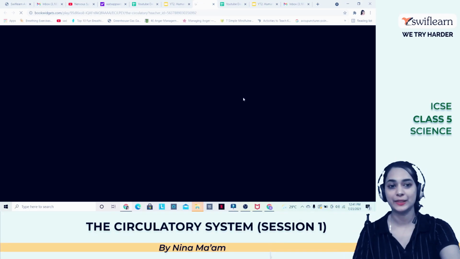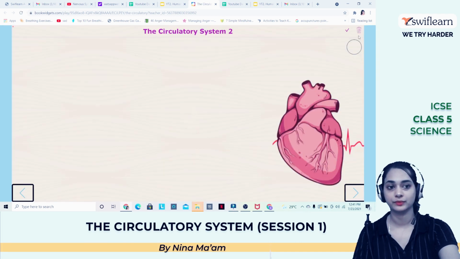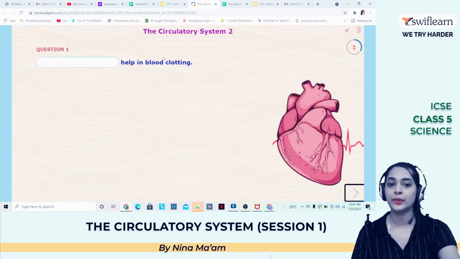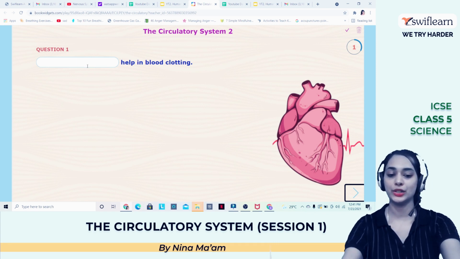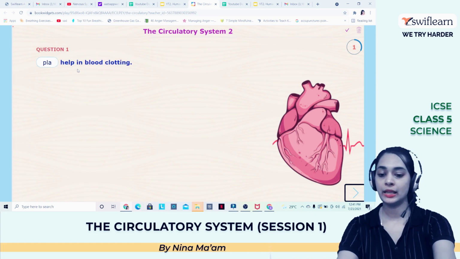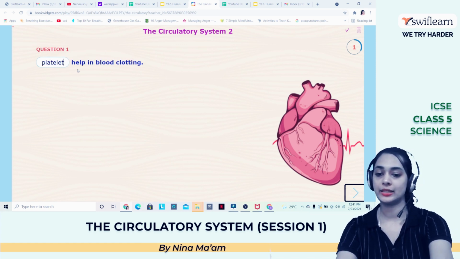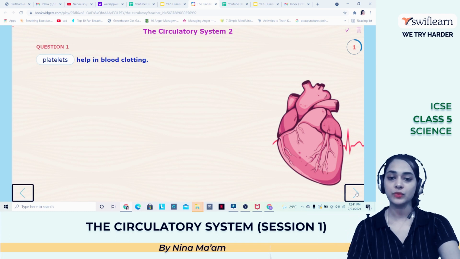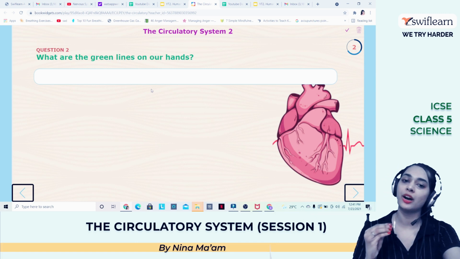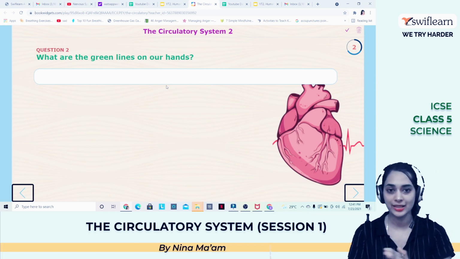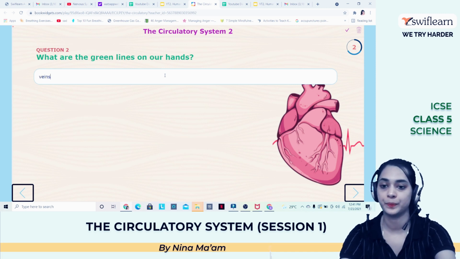Let's play an activity. Here, question number 1. Dash helps in blood clotting. What helps in blood clotting? Do you know? It is the platelets. Let's see. And here, question number 2. What are the green lines on our hands? I hope you know the answer. I will write it for you. The veins.